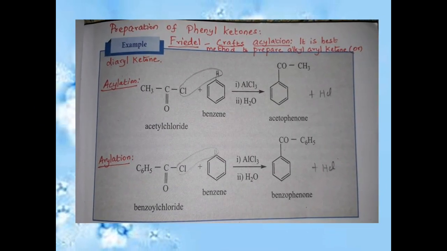Here we are going to prepare the phenyl ketone. The name of the reaction is Friedel-Crafts acylation or arylation. It is the best method to prepare aryl alkyl ketone or diaryl ketone. You know very well what is alkyl, what is aryl. First acylation. Acylation means acetyl chloride is added with the benzene. Arylation means an aryl group is added with the benzene.